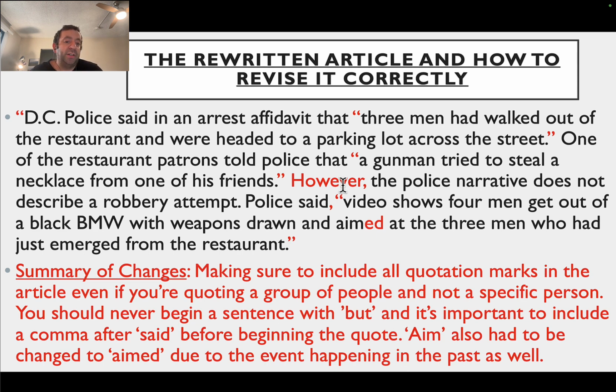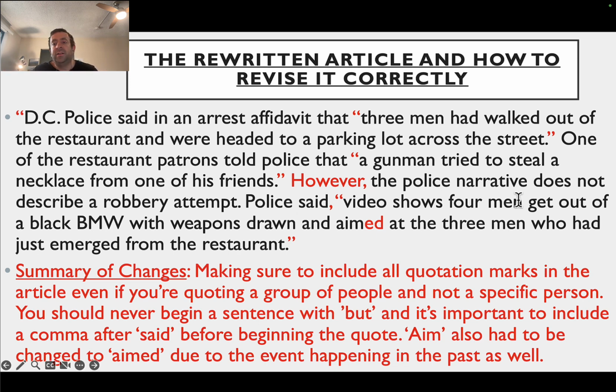So to summarize the changes I made here, make sure to include all quotation marks in the article, even if you're quoting a group of people or a general person and not a specific person with their name, date of birth, etc. You can be more general with your quotes. As long as you're quoting from someone or a group or an agency or an organization, make sure you're using your quotation marks. Like I said, you should never begin a sentence with "but," and it is important to include a comma after said before beginning a quote, as we did with police. Police said, comma, quote. Aim also had to be changed to aimed due to the event happening in the past as reported or as cited.